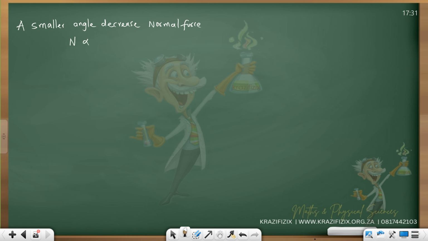Normal is directly proportional to friction. Because what's your formula saying? Fk equals to what? Mu k N. Do you notice that's a constant? So if your normal goes up, friction would go up. In this case, normal has decreased because of that angle. Therefore, kinetic friction will also what? Decrease.